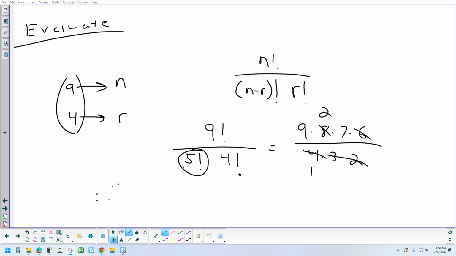Okay, so now we have to multiply what we have left. We have 9 times 2 times 7. I think it's going to be easier to do 9 times 7 first and then double that. What's 9 times 7? Yep. 63. And if you double 63, you get 126. 126.